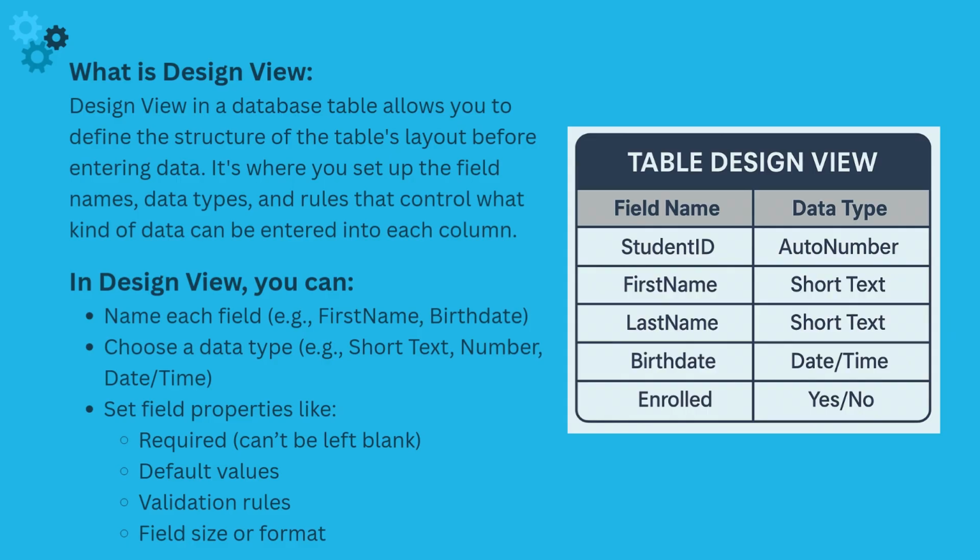In Design View, you will define the table structure before entering any data. You will give each field a name and select a data type. You will also set properties like required, default values, validation rules, and field sizes. This is where you lay the blueprint for your table and define the structure.